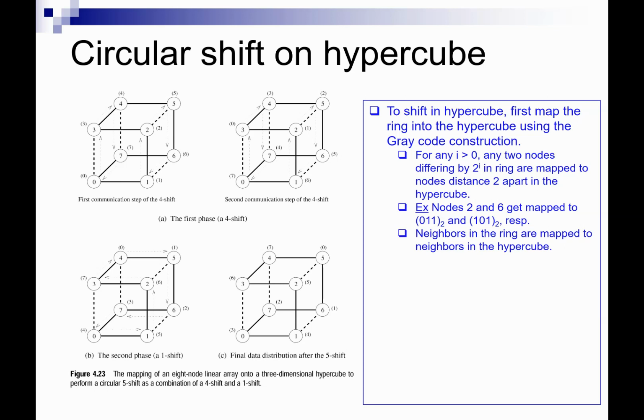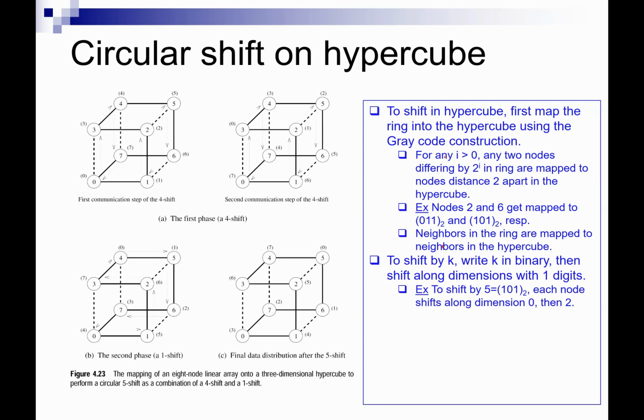The other property is that if you have neighbors in the ring, then they're going to be mapped to neighbors in the hypercube. Because remember the main property of the gray code ordering is that if you take 2 consecutive values in the gray code, they only differ by 1 digit. So if they only differ by 1 digit, then these two numbers are going to be neighbors in the hypercube. So we have these two properties.